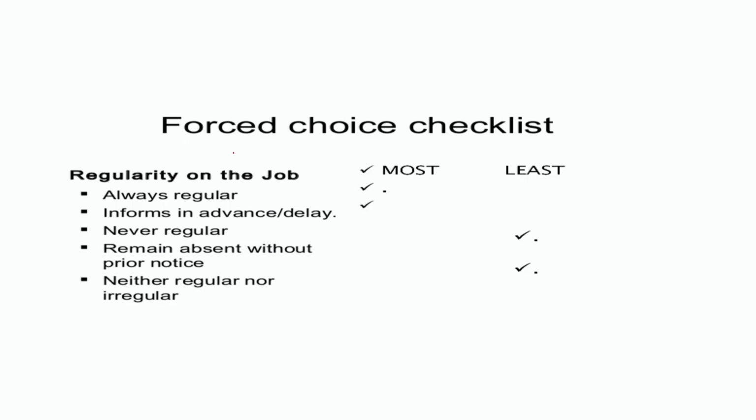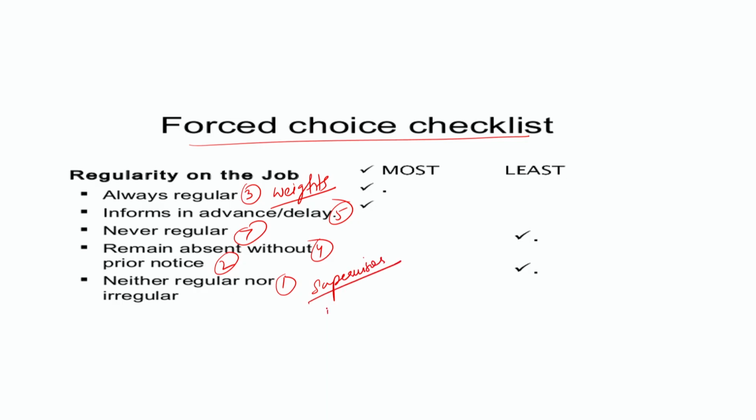For example, this is the graphic representation of the forced choice checklist method. Here we have statements like always regular, informs in advance, never regular, remains absent without prior notice, neither regular nor irregular. So students, there are some weights, or you can say quantified marks, given to each statement. Hypothetically, say it is 3, 5, 7, 4, 2, 1, whatever, these marks are not shown to or known to the supervisor. Supervisor is not aware, or let us say whosoever is the assessor, he is not aware about the marks. He just has to put the statement which is most likely and which is the least likely of the individual.